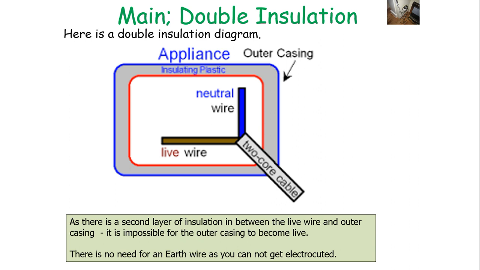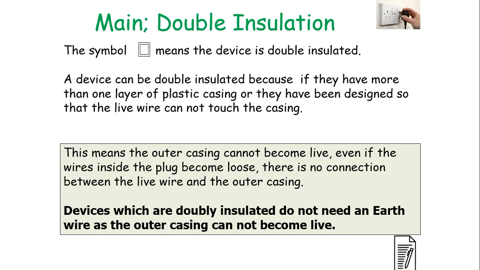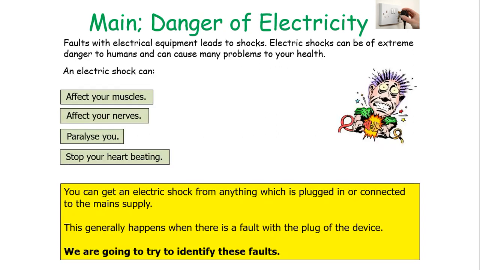As the second layer of insulation is in between the live wire and the outer casing, it's impossible for the outer casing to become live. So there's no need for an earth wire, as you can't possibly get electrocuted. The electrons, the charge, will get trapped on the first plastic coating, so they couldn't get to that second outer coating. That's a very important idea to link across, and you've got to understand why double insulated devices don't require earth wires.